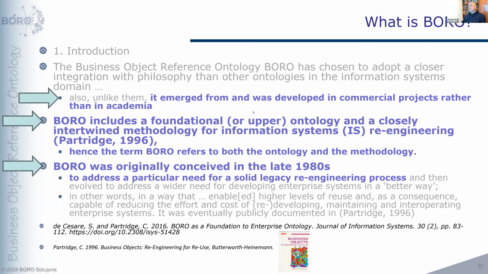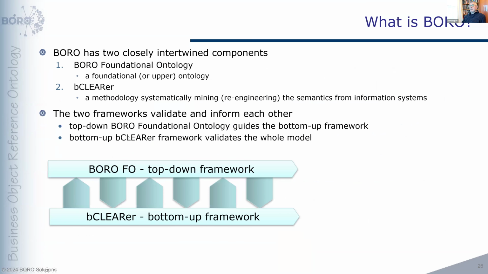Also, there was a strong focus, which Laura mentioned at the beginning, on commercial projects rather than academic ones. We have two processes. There were two components right from the very beginning: the top-down ontology and this bCLEARer bottom-up framework. Of all the various things out there, one thing that maybe differentiates this top ontology is that it has as much focus on the methodology for developing the way the ontology comes together as on the top ontology itself.